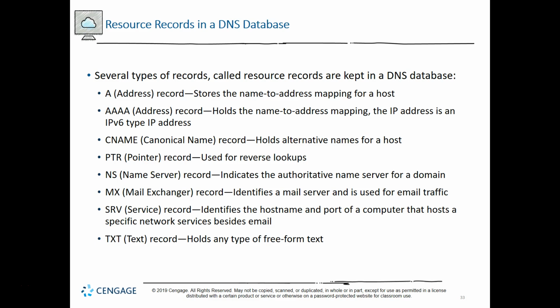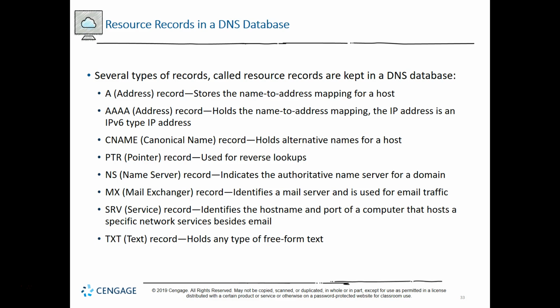A canonical name. There's a pointer record. Name server. So who's the name server for a domain? Mail exchange, which is pretty important. So how we get our email. And you may find that some of those are different when we look at them. There are other service records. There are other things that you can have in there.